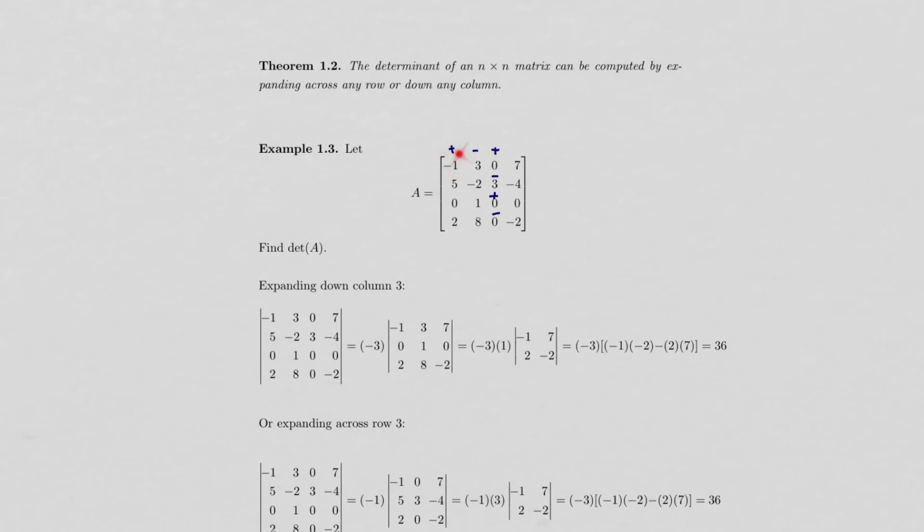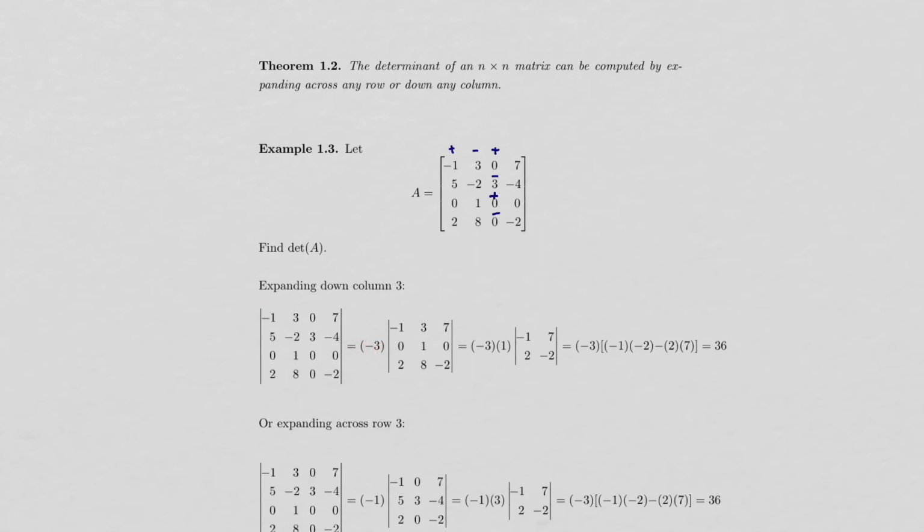We always start at the top left with a plus, and then every time you move left or right or up or down, you just change signs. So I want to get over to column 3 and then go down. So I do plus, minus, plus, and then down column 3. This is a plus, so minus, plus, minus. And so the 3 here is going to get multiplied by -1. The zeros, I don't even have to worry about. So that's where the -3 here comes from.